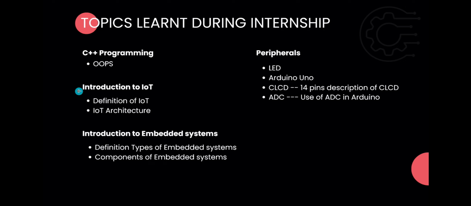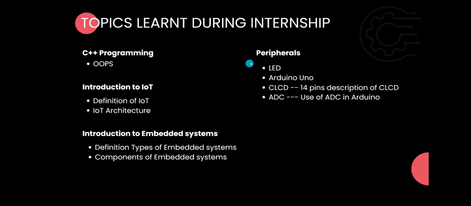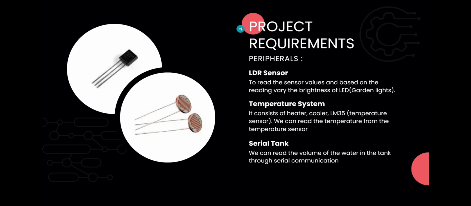Again, the introduction to IoT, the definition of IoT and IoT architecture, the introduction to embedded systems, whereas the definition and types of embedded systems, as well as the components of embedded systems. We have learned about the peripherals also: LED, Arduino Uno, CLCD, and ADC. Also the project requirements, so basically the peripherals required in this project.